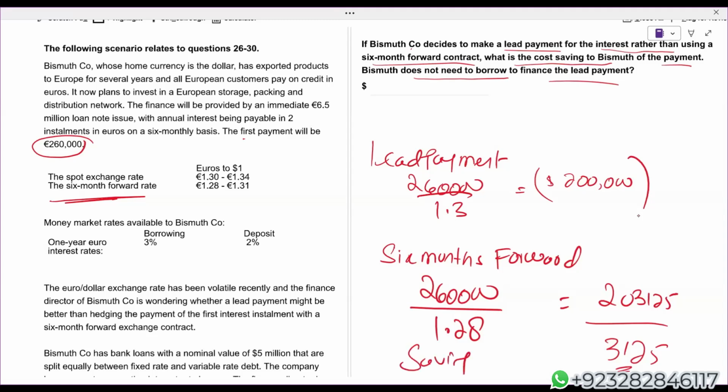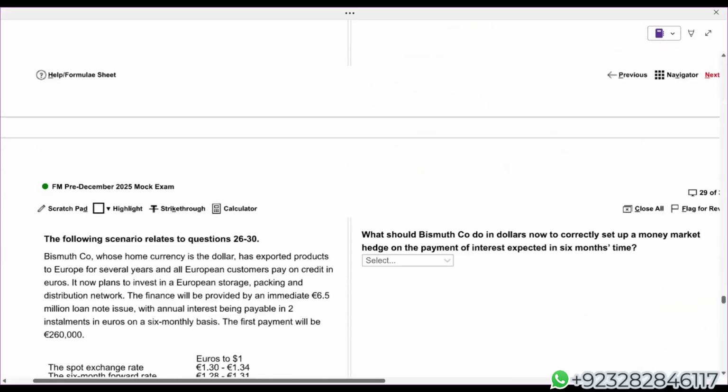This is what the examiner was asking. So you are saving 3,125. You are saving 3,125.